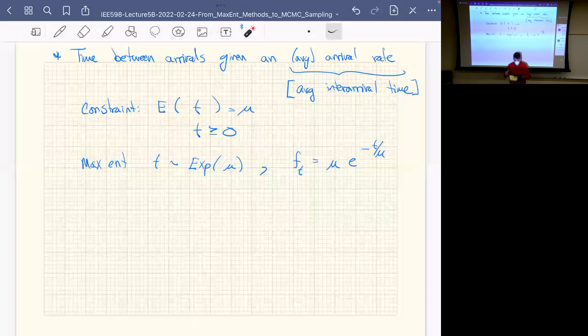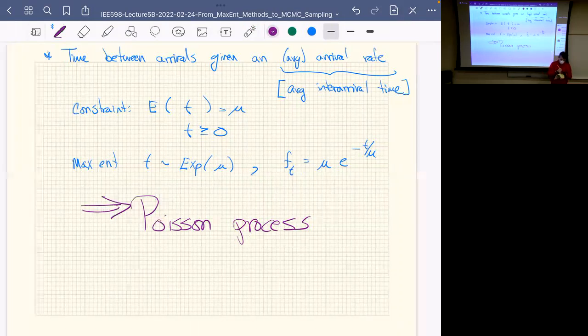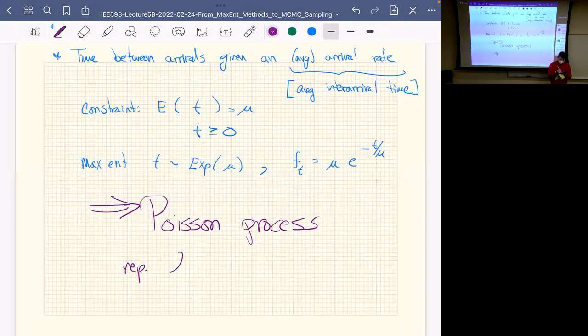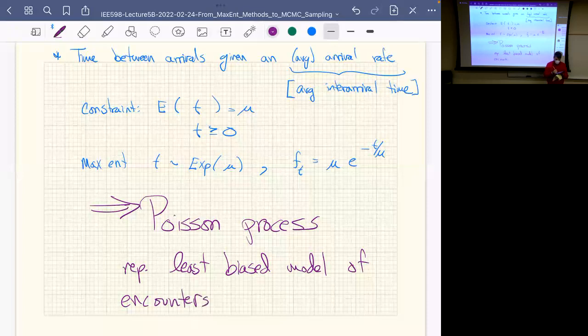And hopefully, to some of you this looks familiar, because this is exactly the assumption of a Poisson process. In a Poisson process, the interarrivals come from an exponential distribution. So a Poisson process represents the least biased model of encounters with known arrival rate.